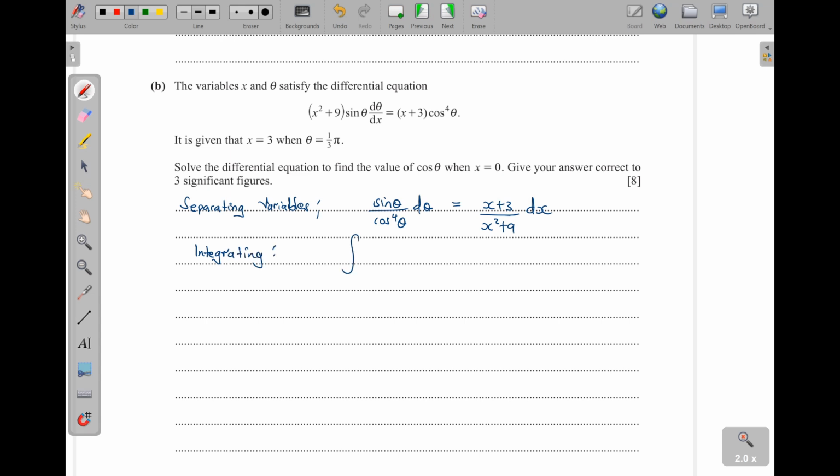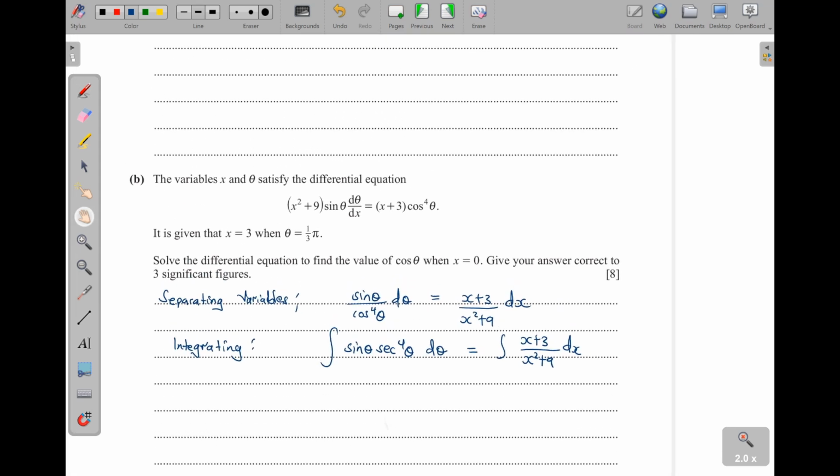So I integrate this sine theta over cos power 4, but do you realize that this sine theta over cos power 4 is the same as sine theta sec power 4 of theta d theta? Then you also integrate this other side here, and this is something that we have gotten before.